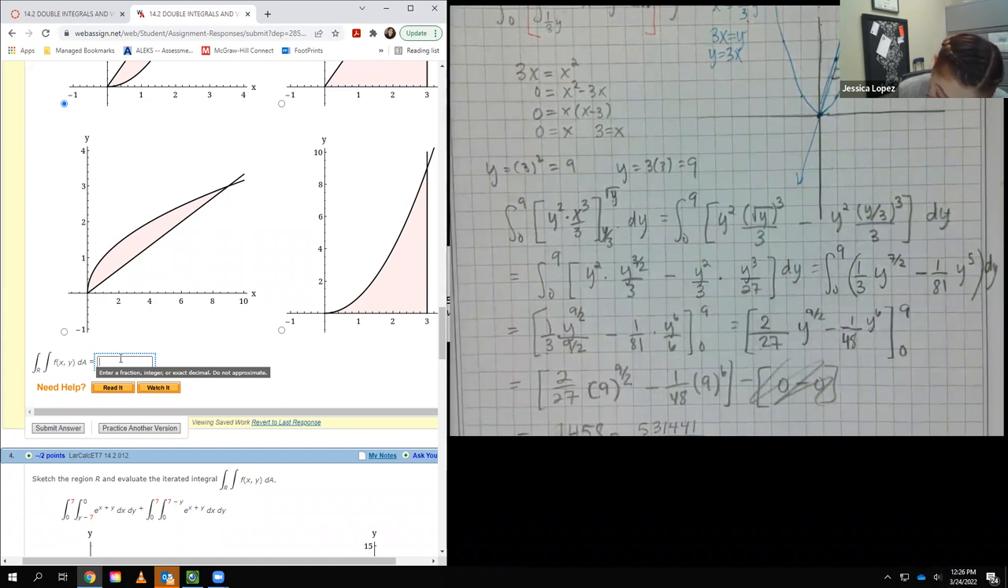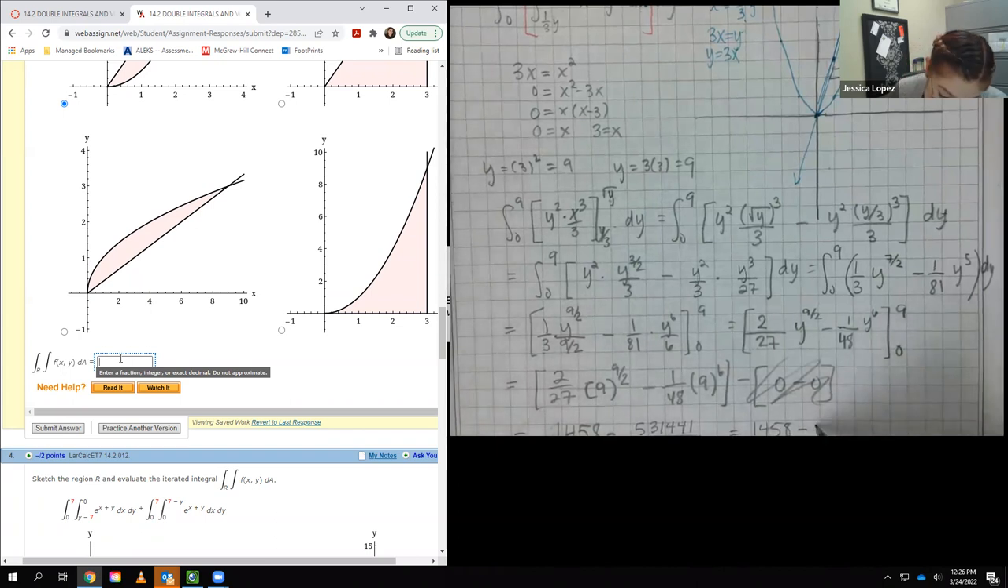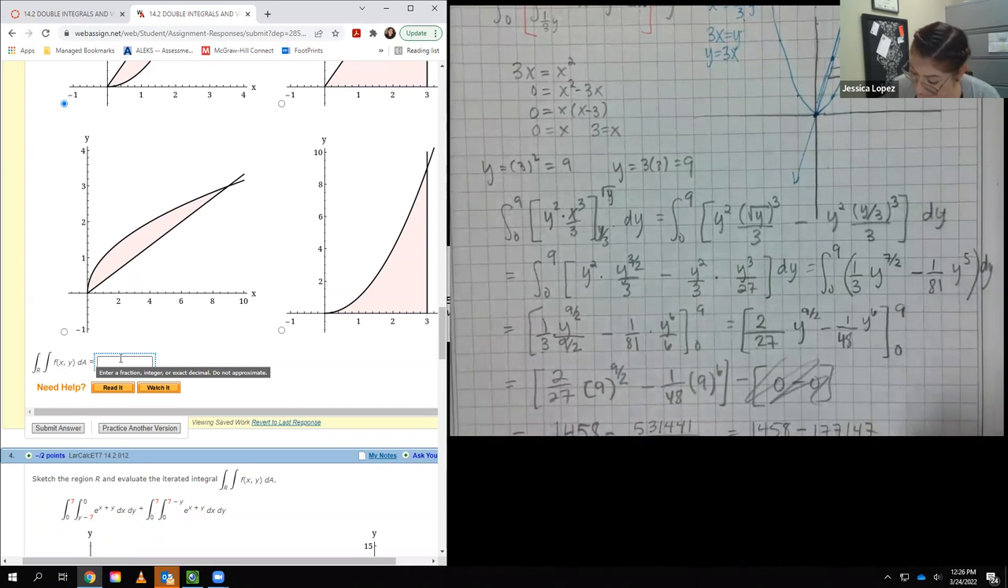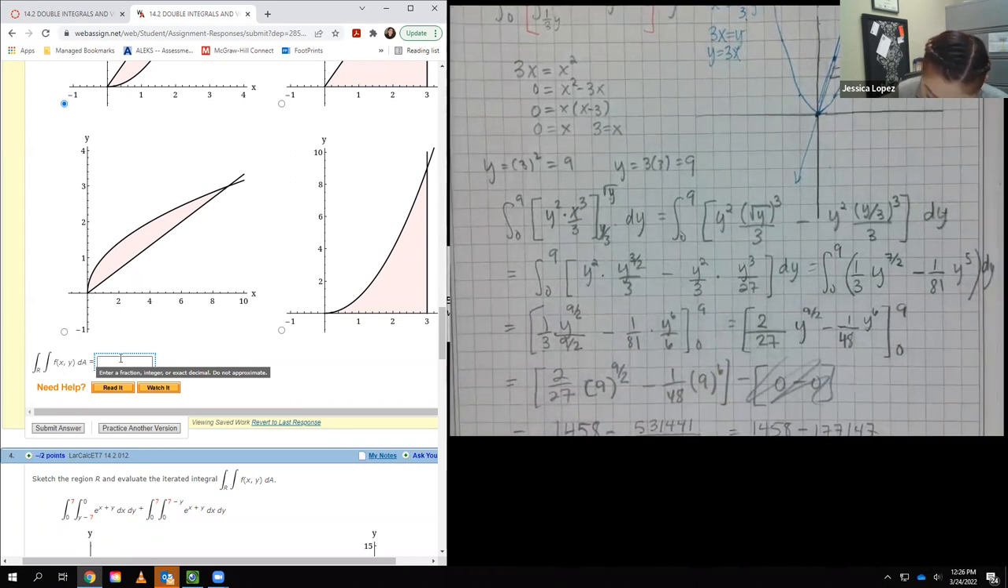So let me see. 531441 divided by 3 is 177147. And then 48 divided by 3 is 16. But I don't think anything else is going to go in that because that's odd and this is even. So 1458 minus this fraction.